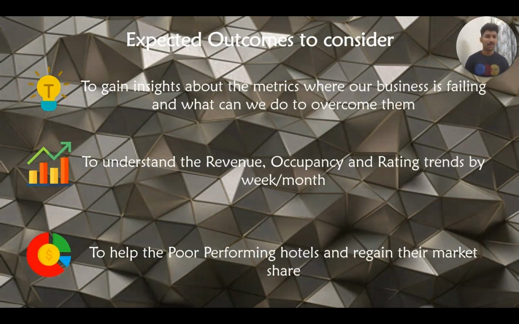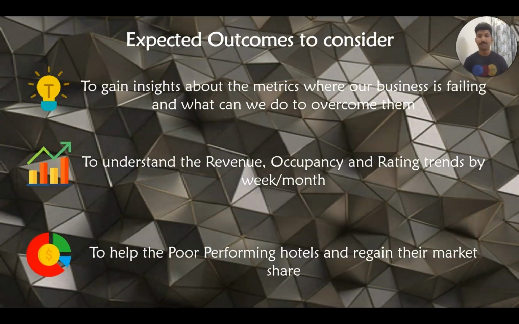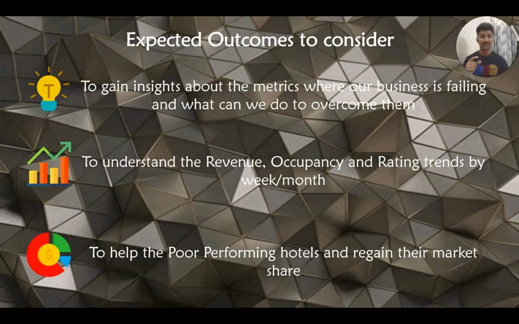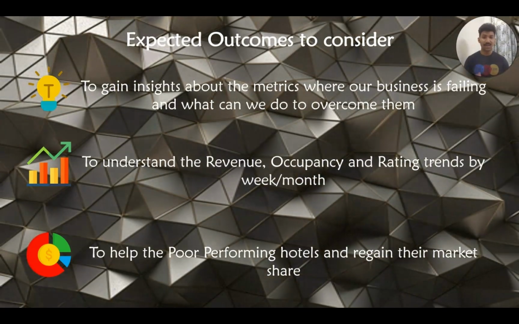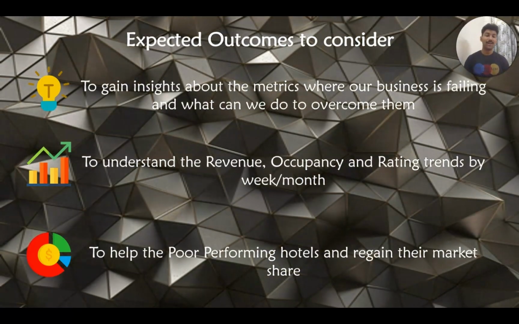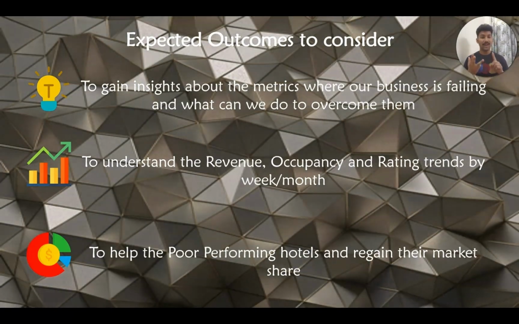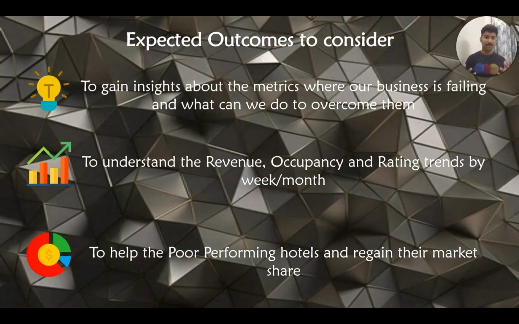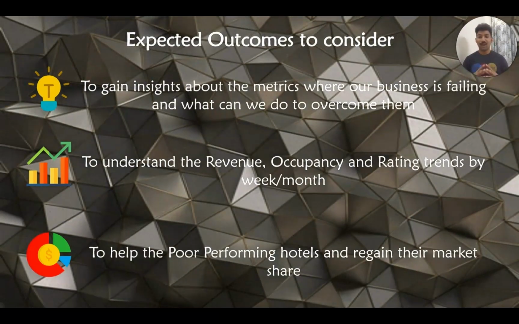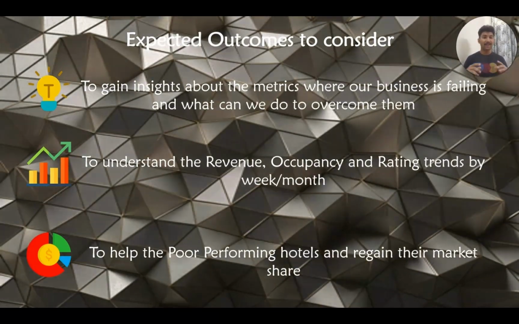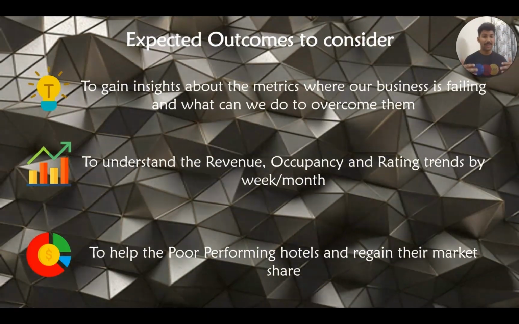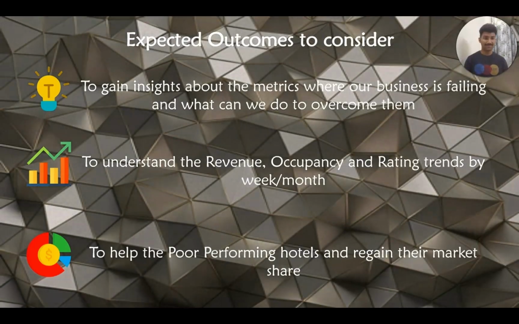So, the expected outcomes to consider before we move to the dashboard. First and foremost, to gain insights about the metrics where our business is failing and what we can do to overcome them. Second, to understand the revenue, occupancy, and rating trends by week or by month. Third, but not least, to help the poorly performing hotels regain their market share. And if we do this, we can regain the overall market share of Atlic Hotels.